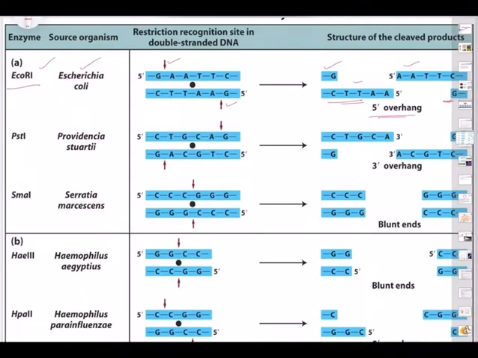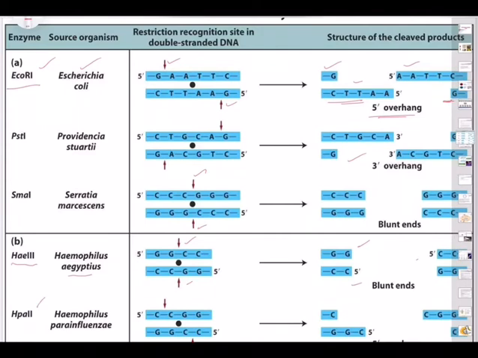Similarly PstI, from Providencia stuartii. Here also at a specific site there is a cut at guanine, and you are seeing here a 3' overhang. And similarly SmaI, from Serratia marcescens, again at a specific site you can see the cutting edge here, so that the DNA is cut into blunt ends. Similarly HaeIII, from Haemophilus aegyptius, where the endonuclease is cutting at a specific site here, making the broken parts of the DNA.